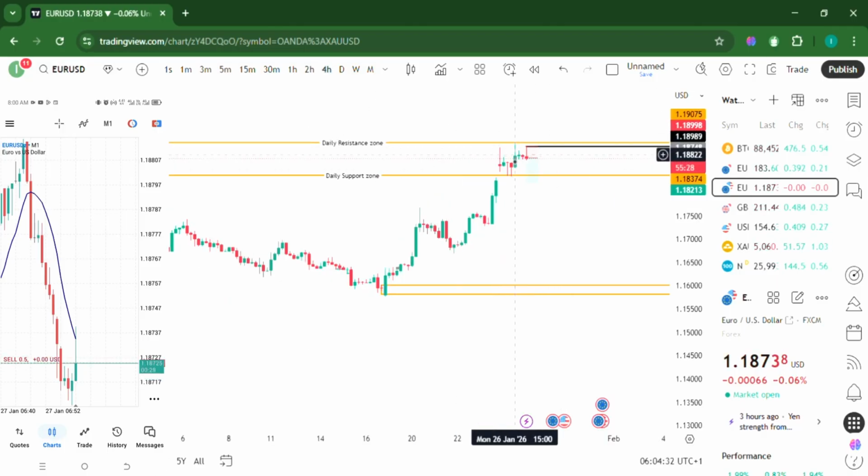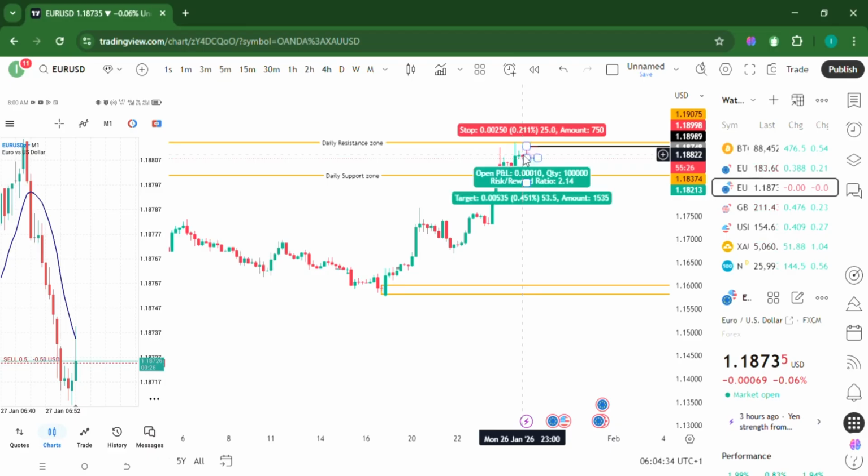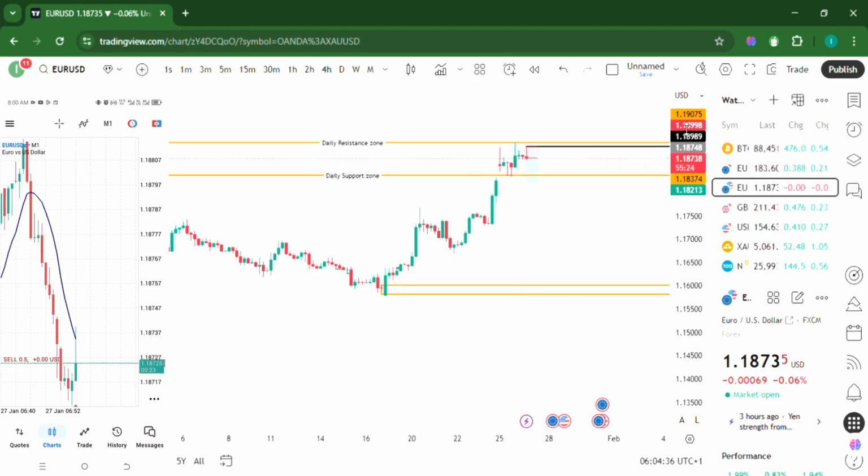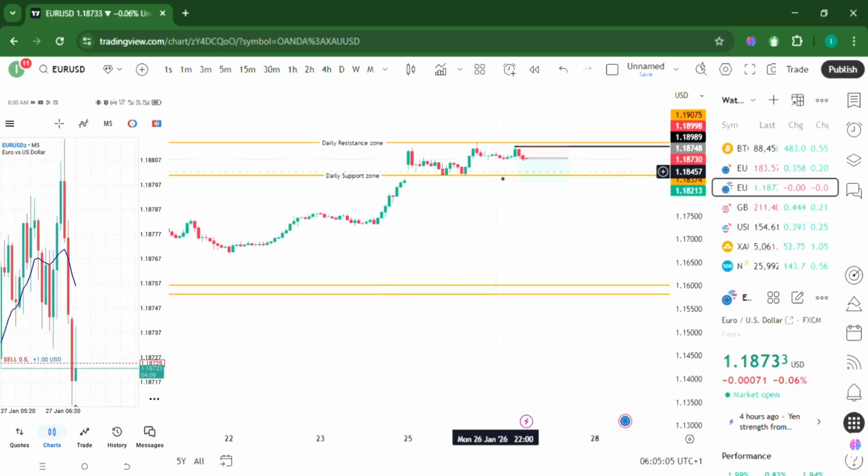Like I mentioned before, the price is at 1.1975 at the daily resistance zone, and 1.18374 at the daily support zone. The key point here is this: price is testing this current daily resistance zone.